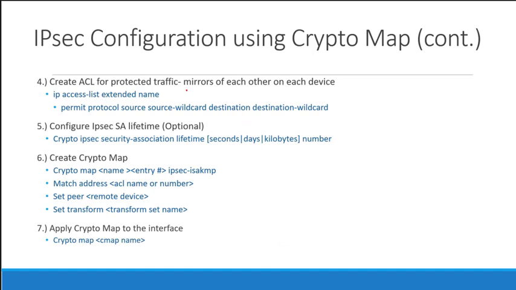And the ACLs have to be mirrors of each other on each device. And you could use a named or numbered ACL. I'm going to use a named ACL. We've got to configure our IPsec SA lifetimes.